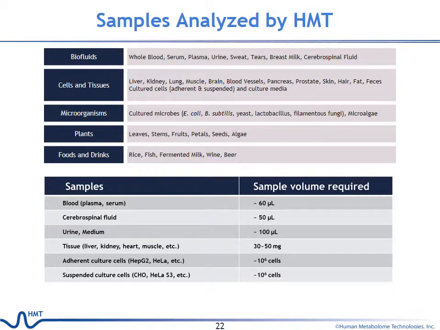HMT has extensive experience with a large number of sample types and can provide optimized protocols for your sample of interest. We consistently analyze biofluids such as serum and urine, as well as tissues such as liver and stomach. We have specific protocols for both adherent and floating cell cultures, as well as for bacterial growths. Our sample requirement is minimal, which is convenient for the in vitro and in vivo researcher. We require approximately 50 to 100 microliters of fluids, 30 to 50 milligrams of tissue, and about 1 million cells.